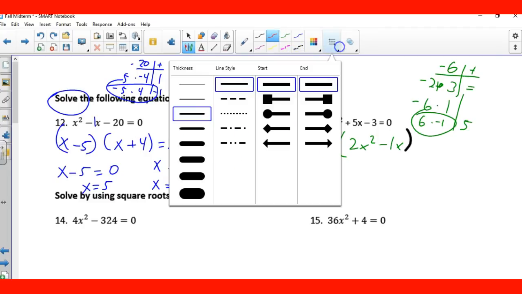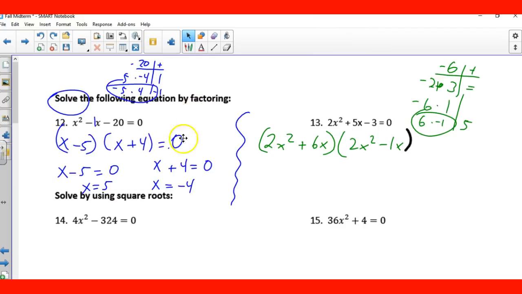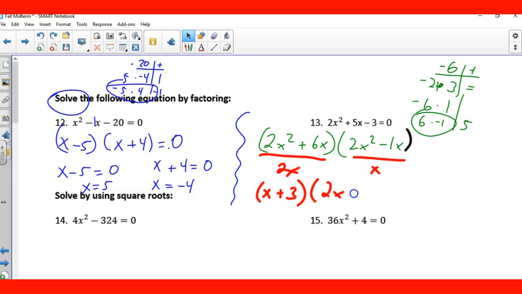What we're going to do here is now factor out the greatest common factor. So right here, factor out the GCF. The GCF is going to be 2x. And over here, factor out an x. So when I divide everything by 2x, I have x plus 3. And over here, I have 2x minus 1. That is the factored form of this.